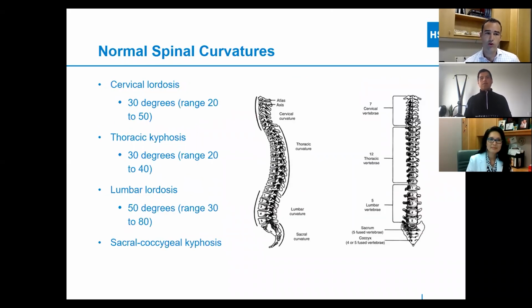We have normal spinal curvatures, and sometimes abnormalities in these curvatures can lead to pain. In general, we have an S shape to the spinal column, with cervical lordosis averaging about 30 degrees. This is a backwards curvature. The thoracic spine curves forward. We call this kyphosis, and this is typically about 30 degrees. And then the normal lumbar lordosis is about 50 degrees, with a range of 30 to 80 in most adults.